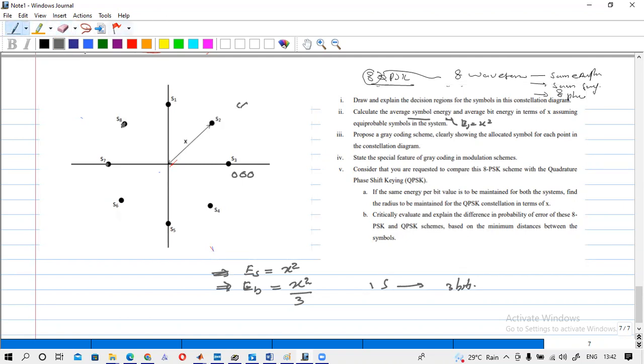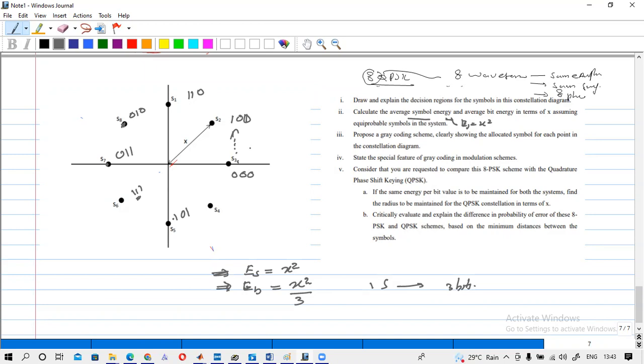I can write here 101, only one, sorry, 100, no? Only one bit is changed. Here you can put 110. Here you can put 010. Here you can put 011. Here you can put 111. Here you can put what is that? You can put 101, because only one change.